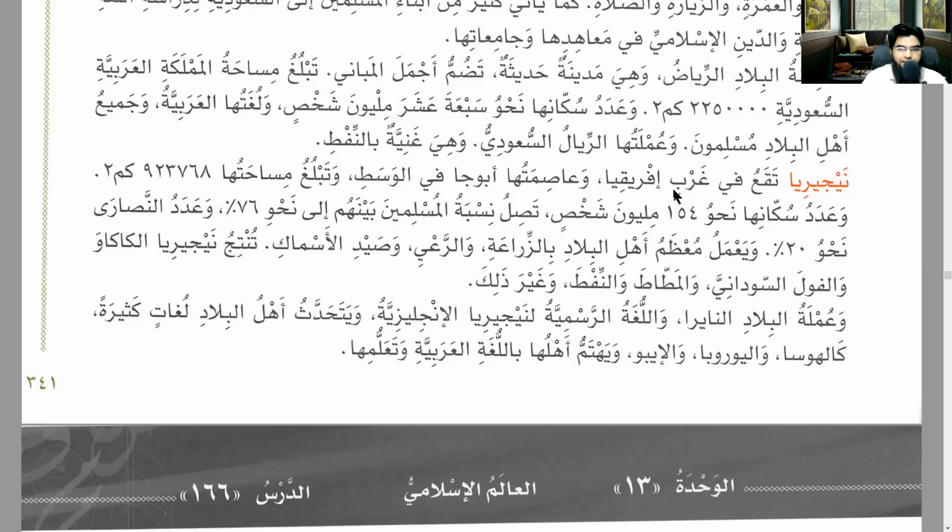So, and its capital is Abuja, fil wasat, in between. It's wasat. وتبلغ مساحتها. It's in between of the country, in the center of the country, in Nigeria, center of the country, and it's Abuja, capital. Um, وتبلغ مساحتها. Its area reaches around. This is what 9.2 million, whatever. Not 9 million, less than a million.